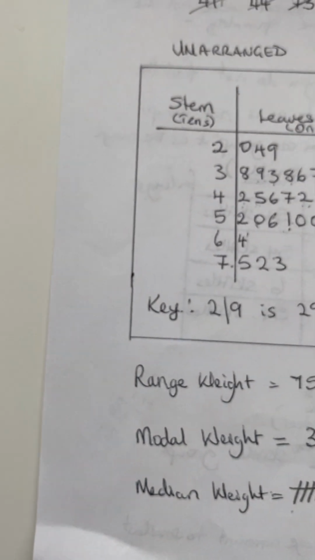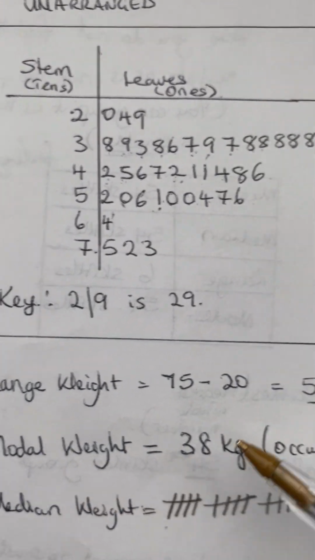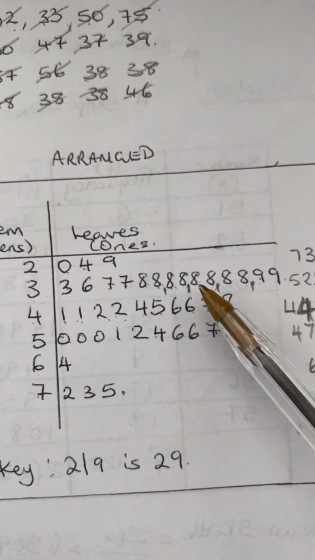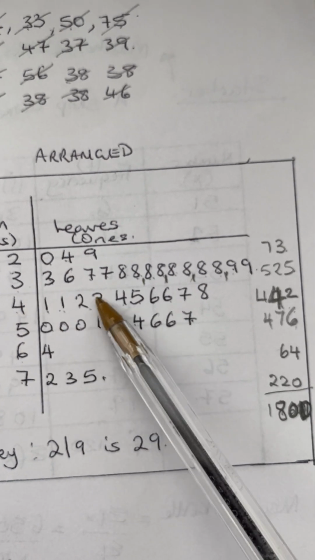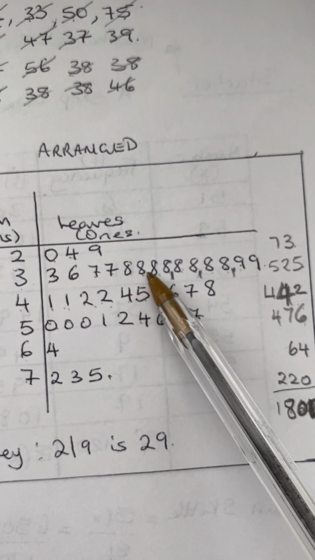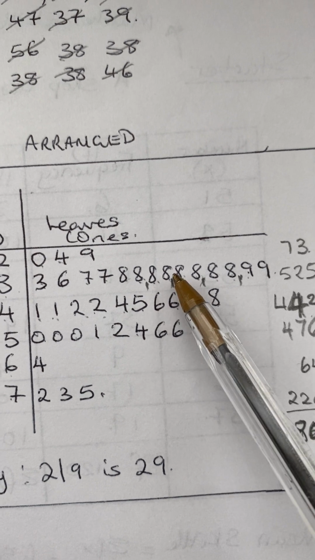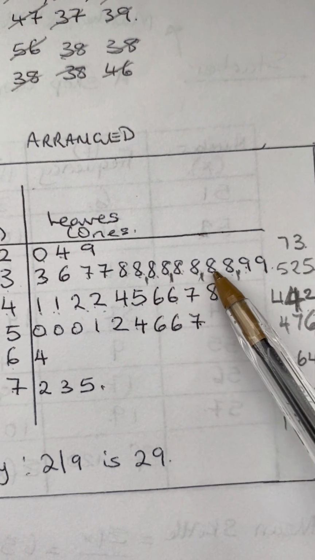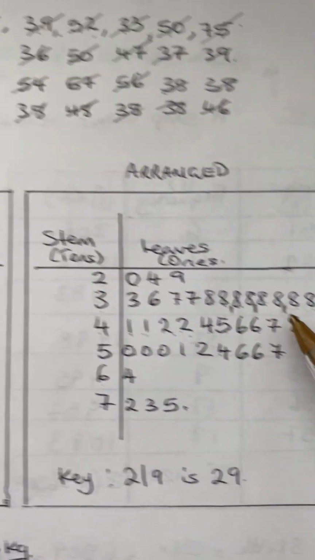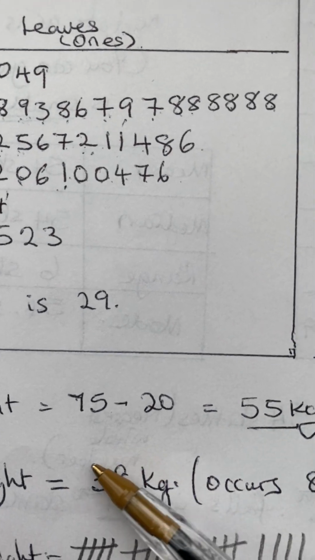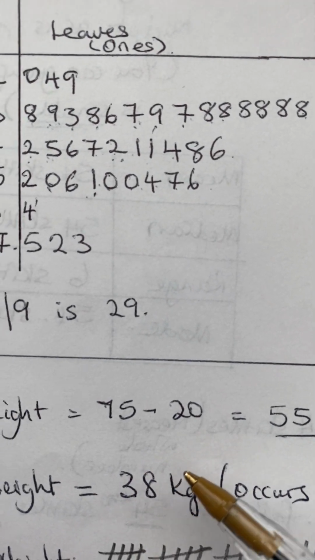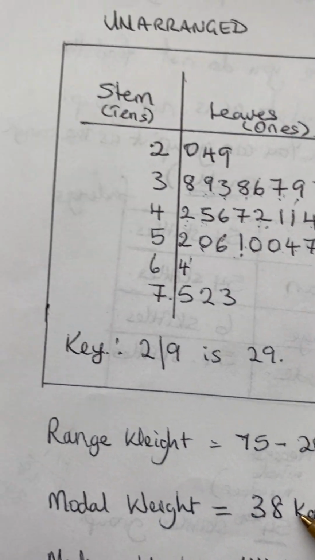Now the modal weight, if you look at that range, 38 occurs 1, 2, 3, 4, 5, 6, 7, 8 times. So that is the modal weight. So I've done the first two.